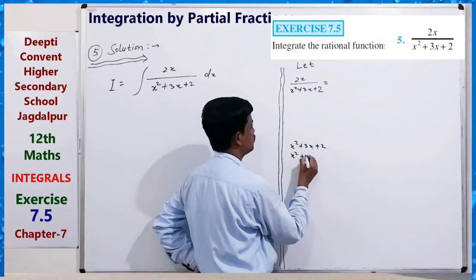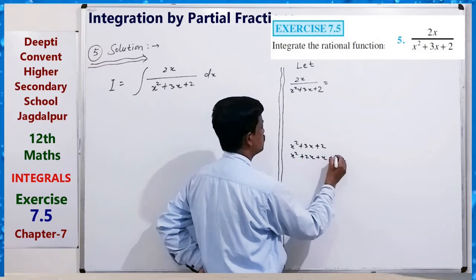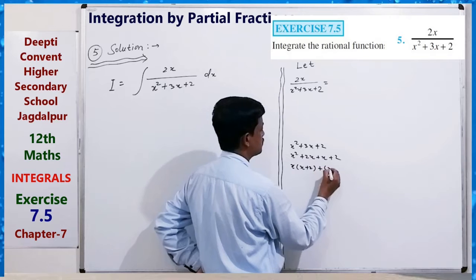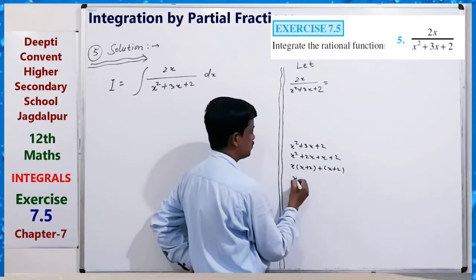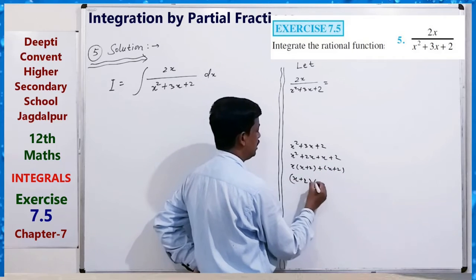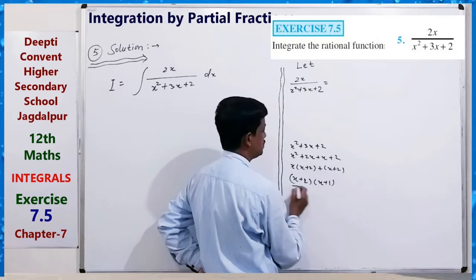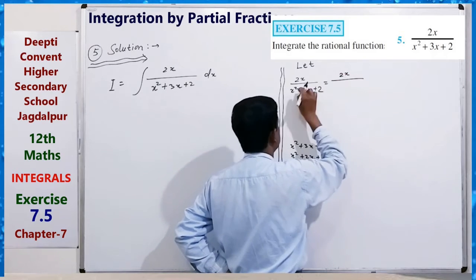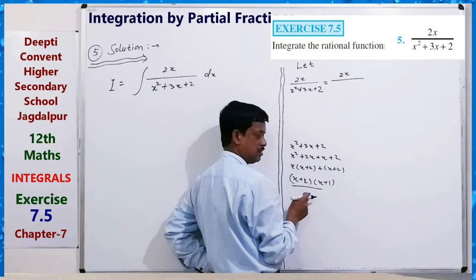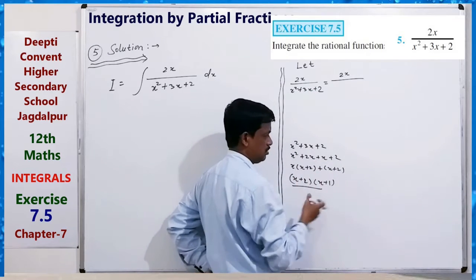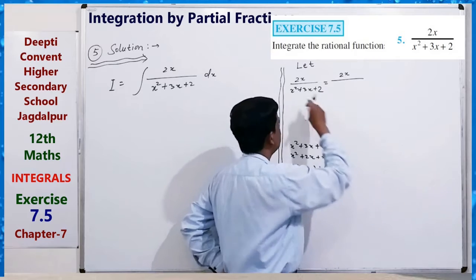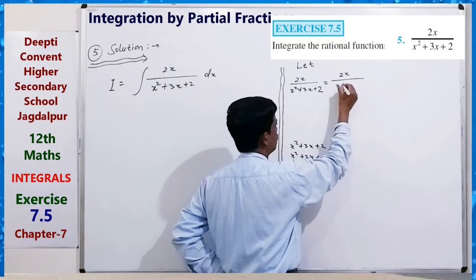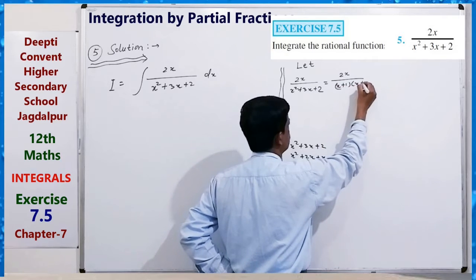x square plus 2x plus x plus 2. We can write like this. Taking x common, x plus 2, plus x plus 2. So x plus 2 is common, and x plus 1. This is the factorization, so this can be written as 2x upon the denominator. Factorize this by the middle term splitting method. You can do it in rough and write directly here: x plus 1 into x plus 2.